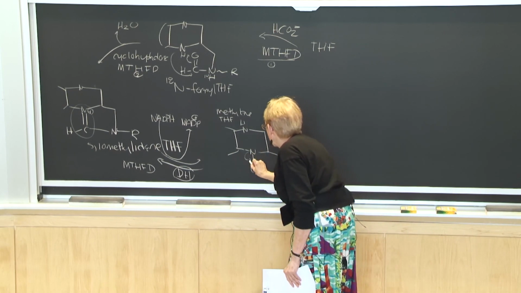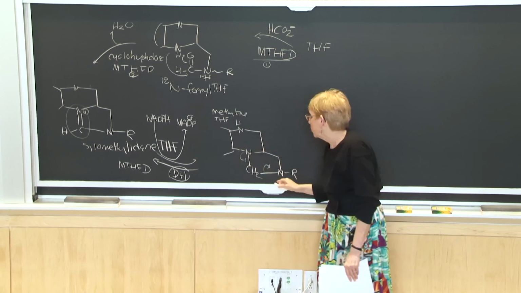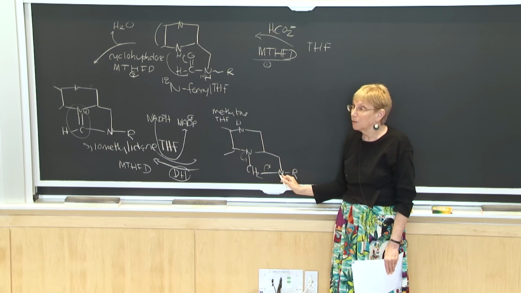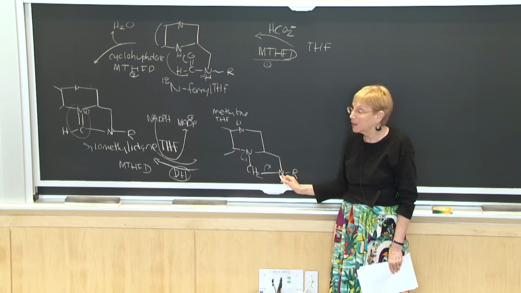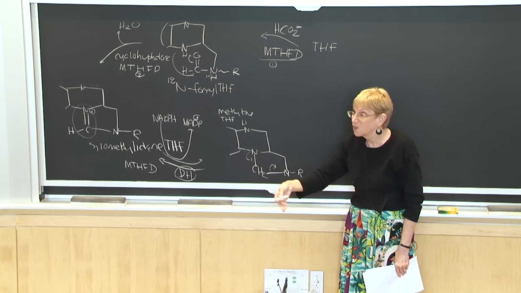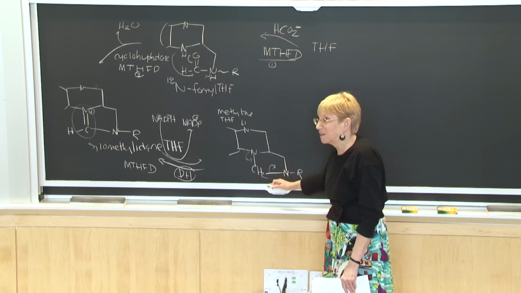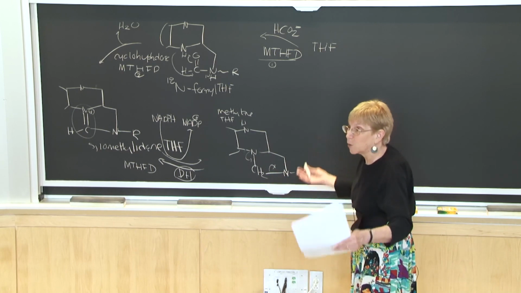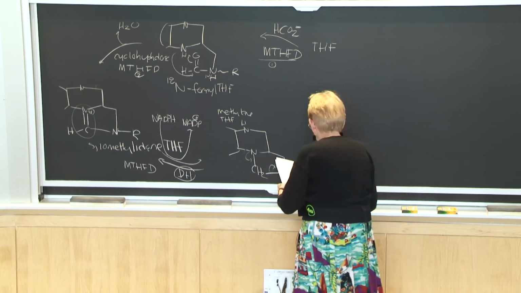So this can just ring open, and conceivably it could ring open in either direction. It depends on the enzyme that's catalyzing it. But we always get N5-methyl tetrahydrofolate. That's what's used inside the cell. People don't find N10-methyl tetrahydrofolate, but chemically that could happen.